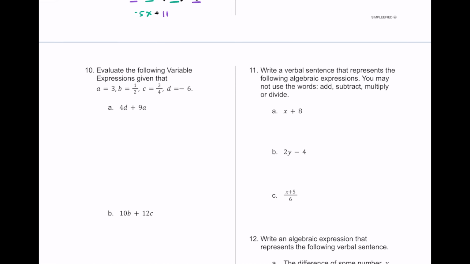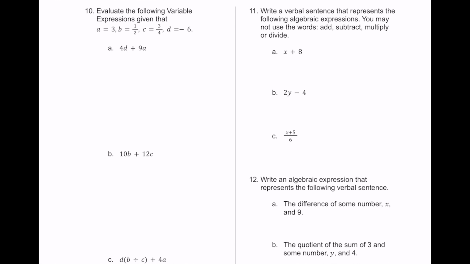Here's number 10. For number 10, we're going to go ahead and evaluate some more expressions, but this time they are going to be variable or algebraic expressions instead. So we're going to have to make some substitutions. Keep in mind that it looks like A is going to equal 3, B is going to equal half, C is 3/4, and D is equal to negative 6. So these are the values of the variables here.